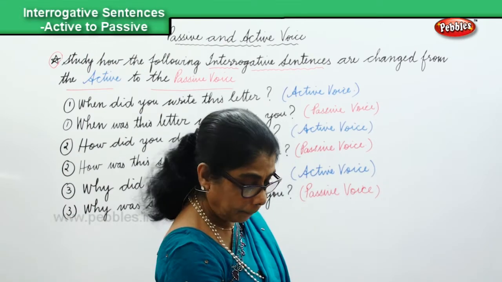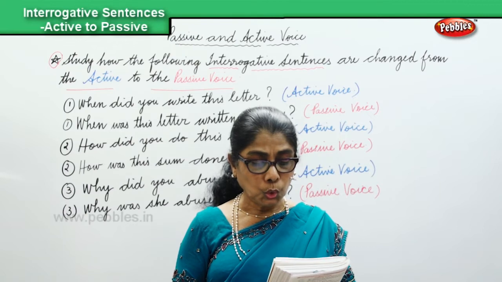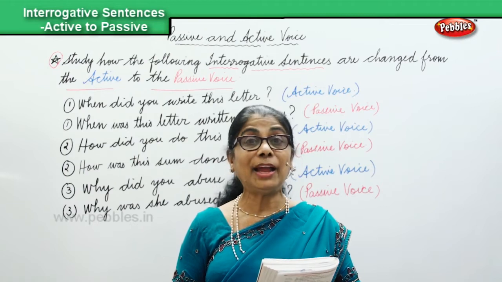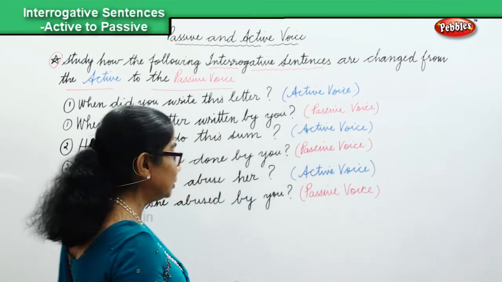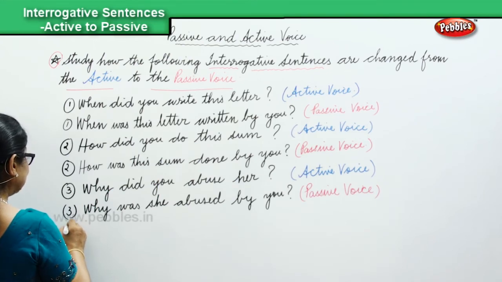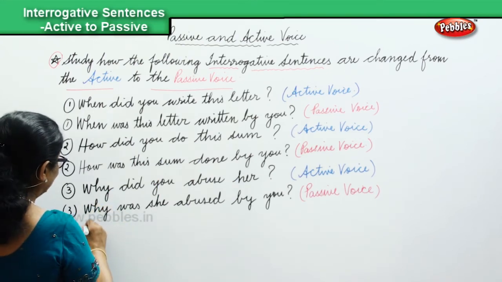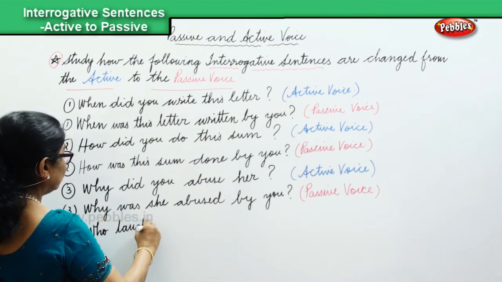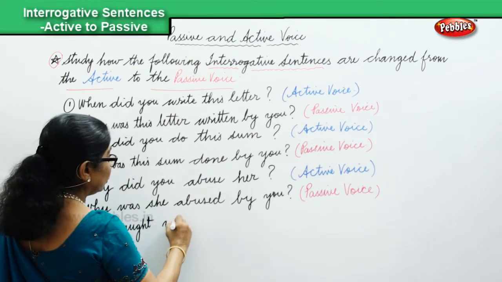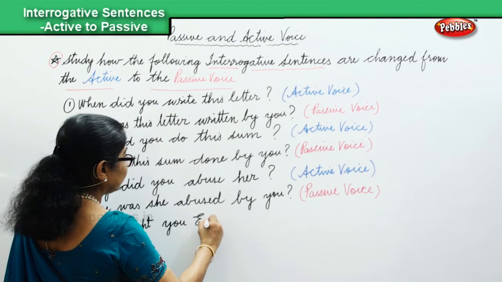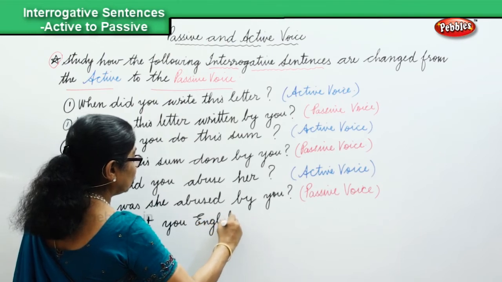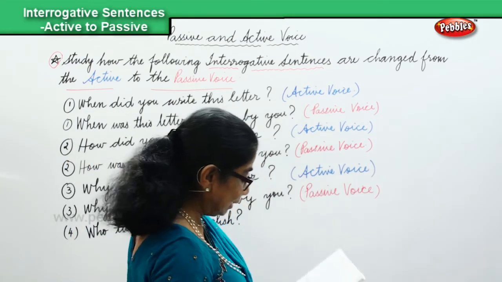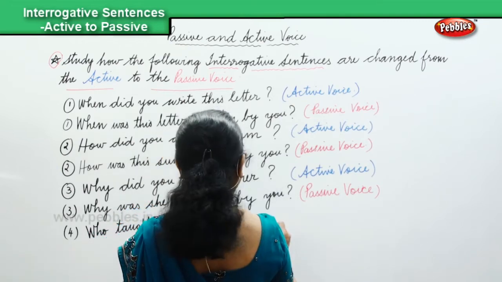Okay. I have one last sentence for you. Who taught you English? That's in the active voice. And the answer is, by whom were you taught English? So the fourth sentence: who taught you English? That is in the active voice.